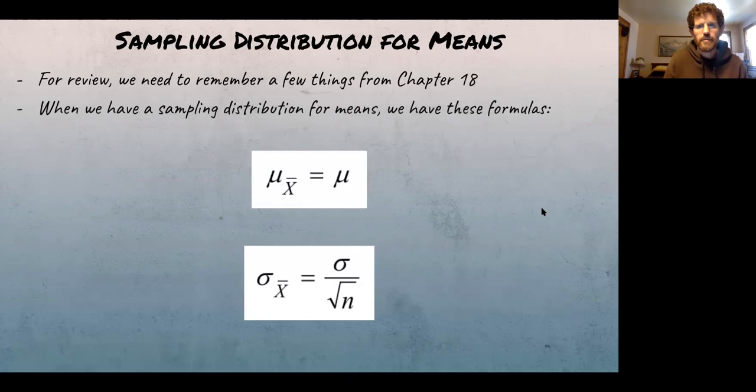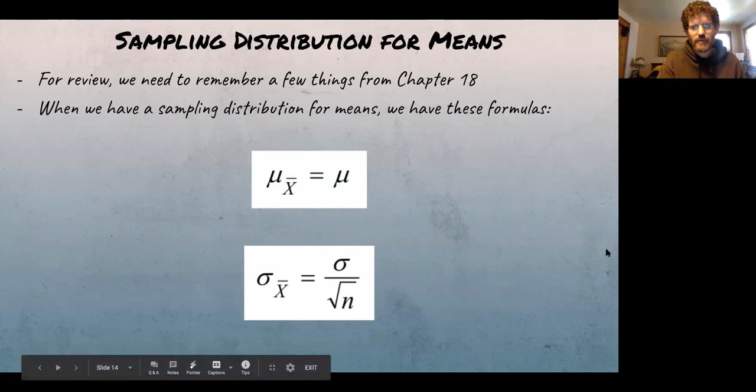Here are a couple of formulas for sampling distributions for means. So the mean of your sampling distribution of means is going to be equal to the population mean. And the standard deviation of a sampling distribution of means is going to equal this population standard deviation divided by the square root of n. Saying that makes it sound way more complicated than just seeing the formula. Okay, so there you go.